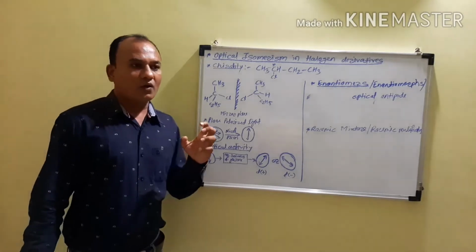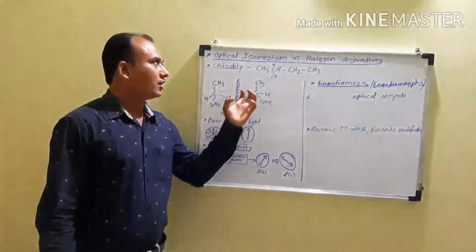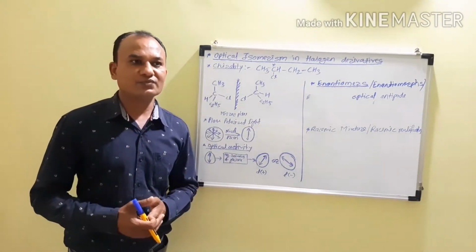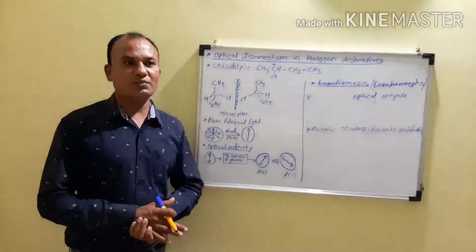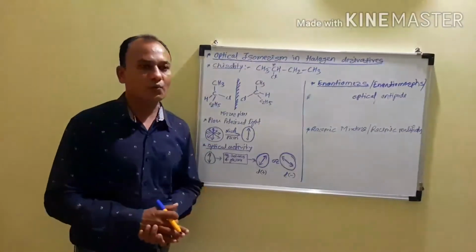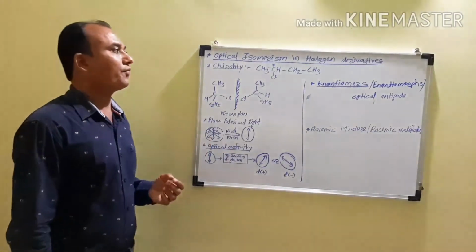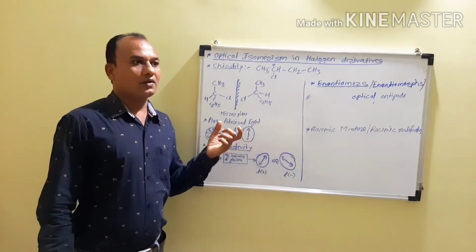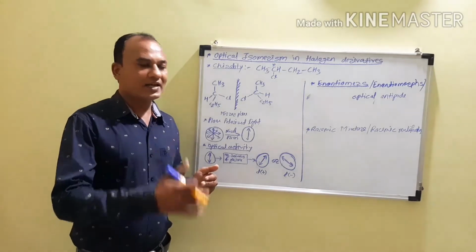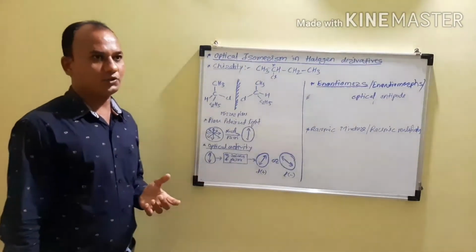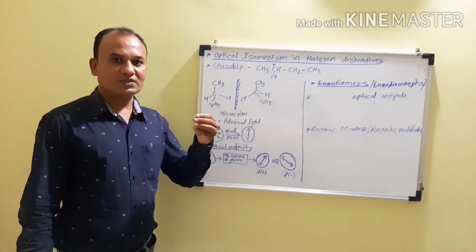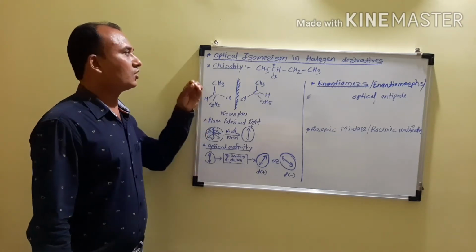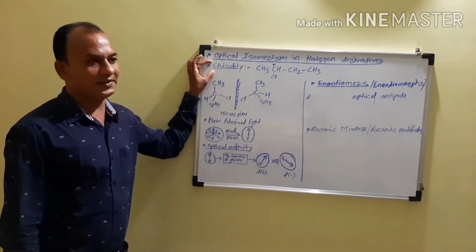Now, why do we need to study optical isomerism? Because to understand the nucleophilic substitution reaction, optical isomerism is required, and therefore we are taking it. To understand the concept of optical isomerism, we have to understand some terms, and therefore one by one we are taking these terms. The first term which is important to understand optical isomerism is chirality.